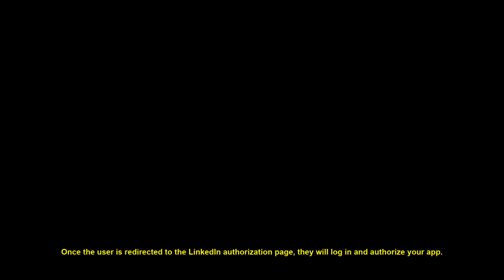Once the user is redirected to the LinkedIn authorization page, they will log in and authorize your app. On successful authorization, LinkedIn will redirect back to your set redirect URL with an authorization code. You will then need to exchange this code for an access token.